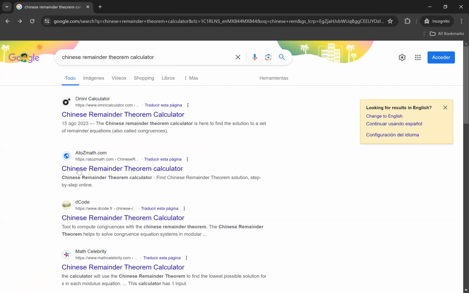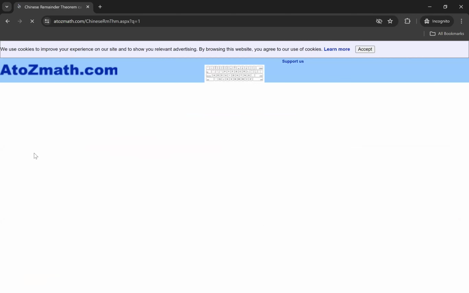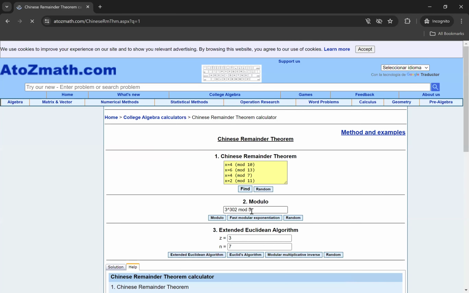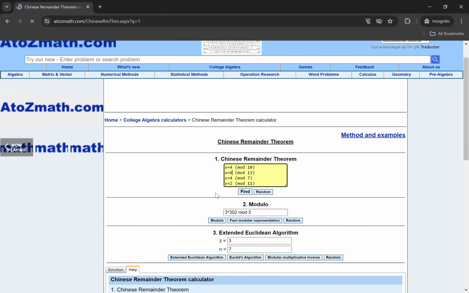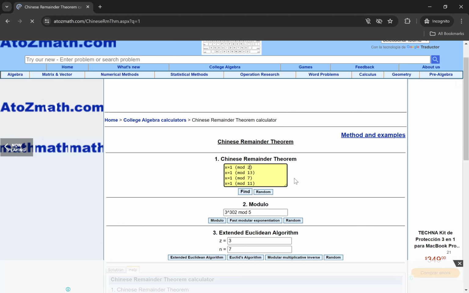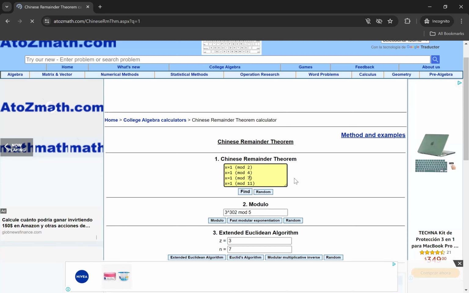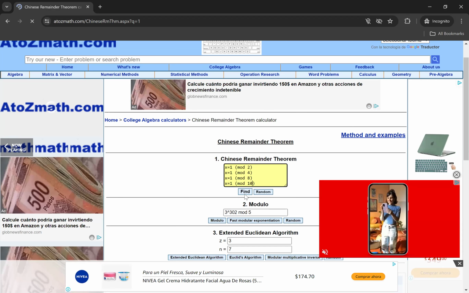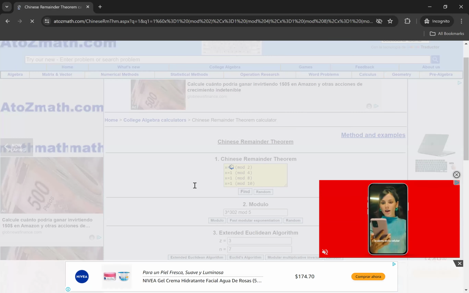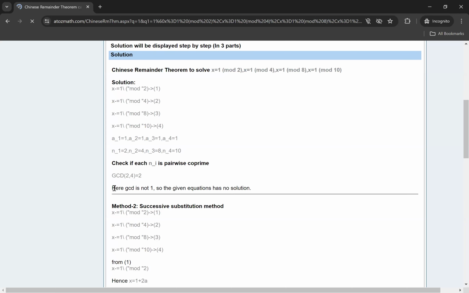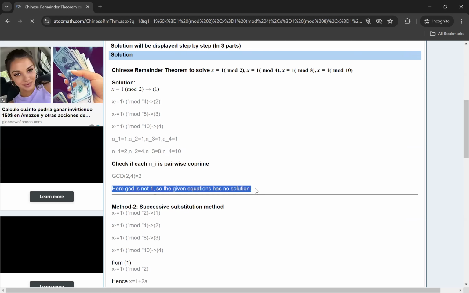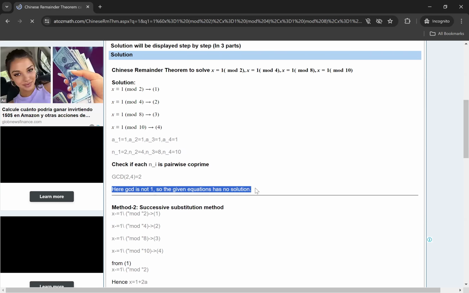Let's try another one. This is the second one. Okay, so Chinese remainder theorem. Can I just type this? Oh, that's pretty cool. Okay, so x equals 1, and I can just add whatever I want here. Might seem like a dumb example, but my point with all this is that if you don't know what you're doing, you will not get a right answer using these tools. Okay, so GCD is not 1, so the given equation has no solution. It isn't true. 1 is a solution. 1 is a solution to both.